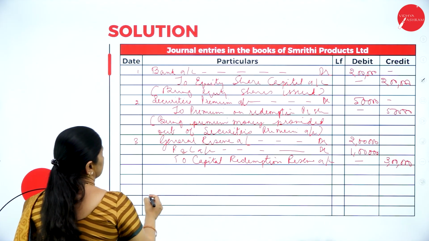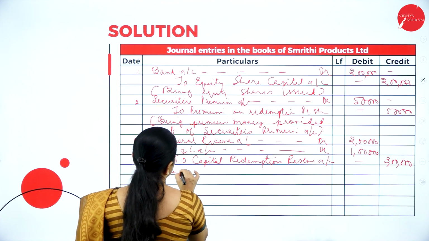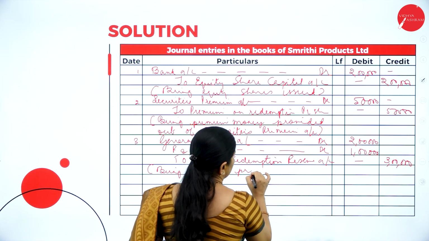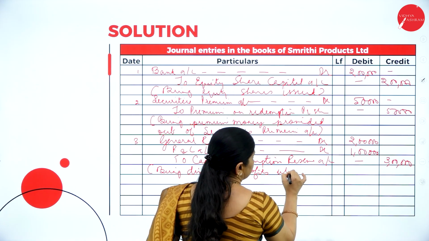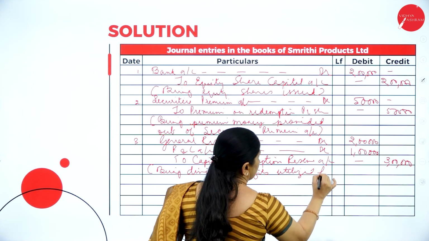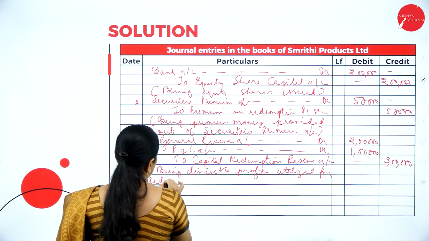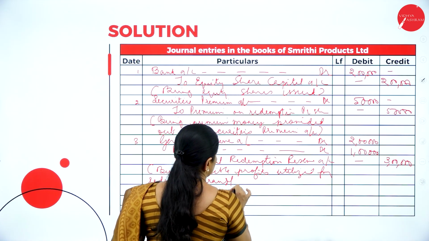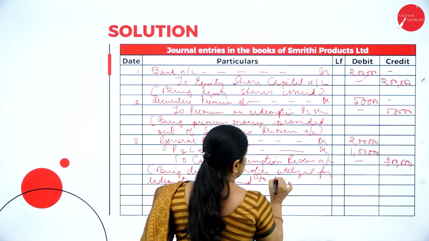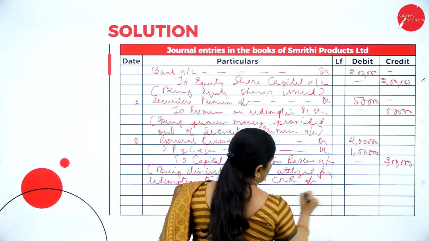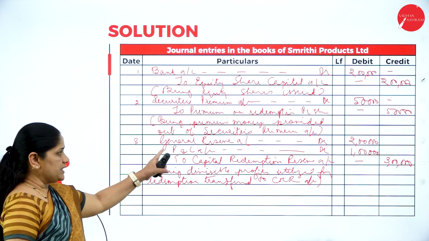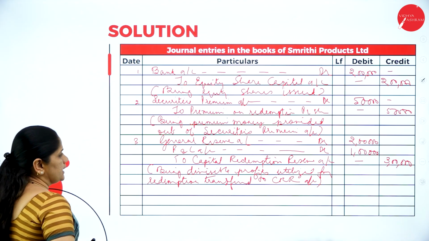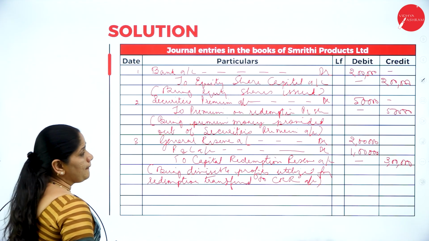being divisible profits utilized for redemption transferred to CRR account. So whatever money we have transferred from the divisible profits, that we are transferring to the CRR account. Now the next entry will be for the bank loan.